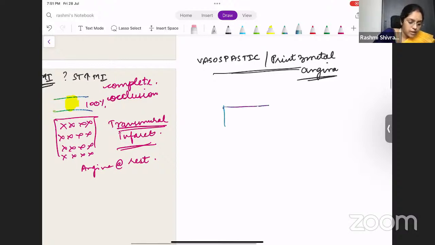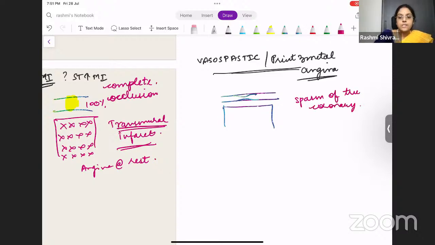So this is the myocardium and this is the coronary. What happens? In this coronary, there is an occlusion. There is a spasm of the vessel, a spasm of the coronary. When does this happen? This spasm occurs mostly at night or early morning. This vasospasm occurs in predisposed patients.